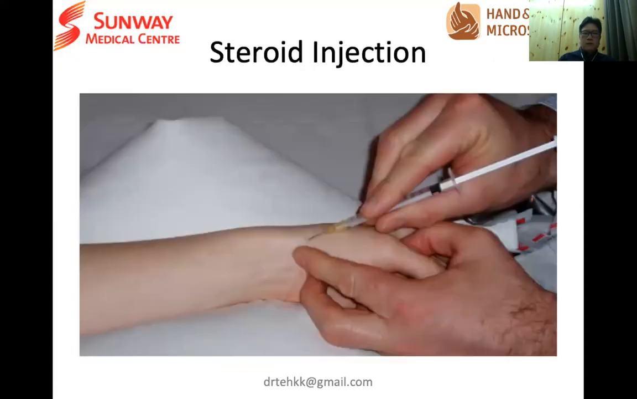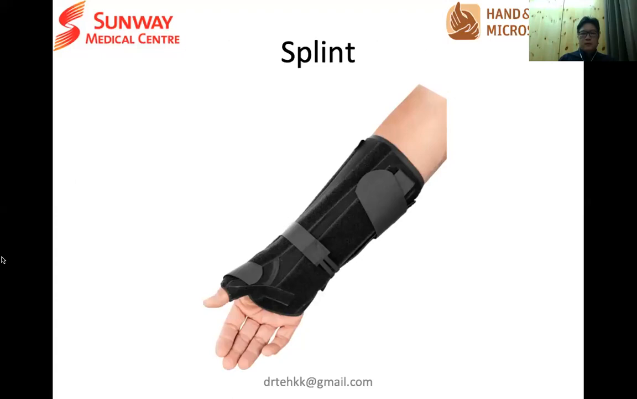Again, the splint like this is different. It immobilizes the thumb. So don't just give them a wrist splint. Those are useless for de Quervain's. You need to immobilize the thumb. We have custom-made splints for this as well. This one is quite bulky, but we can make custom-made ones that are smaller.